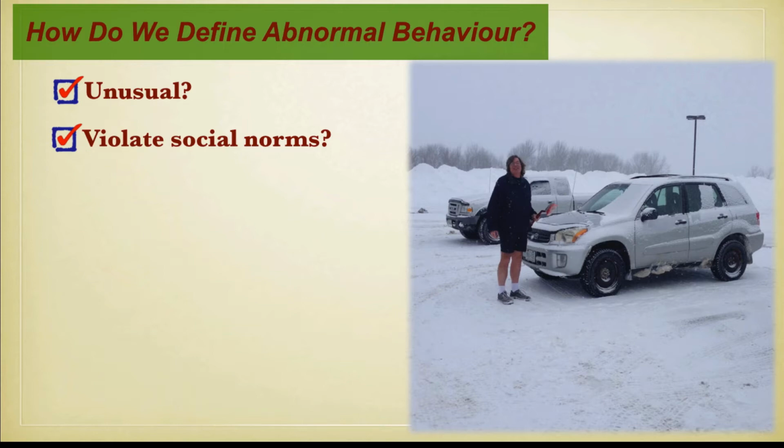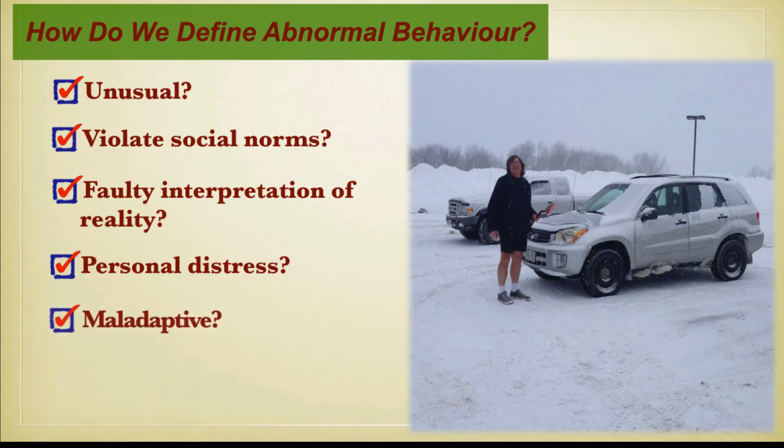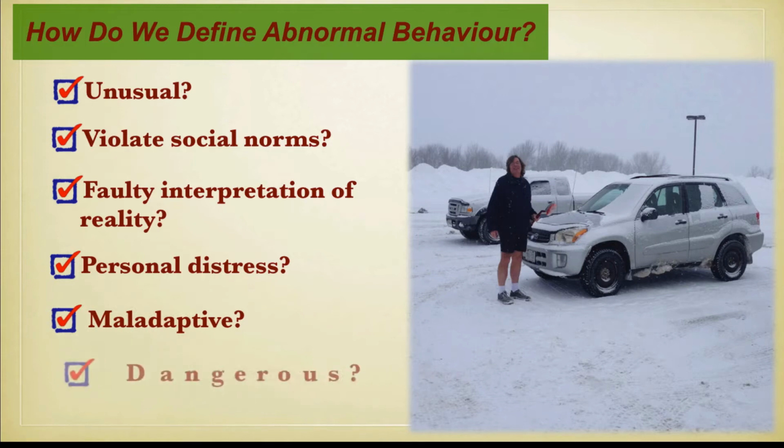Then we can look at the third point. Is the behavior fraught with misconceptions or misunderstandings of reality? And then fourth, is the behavior associated with states of severe personal distress? Fifth, is the behavior maladaptive or self-defeating? And then lastly, is the behavior dangerous to self or others? Now, these are all the different conditions that abnormal psychologists use to define what is abnormal.